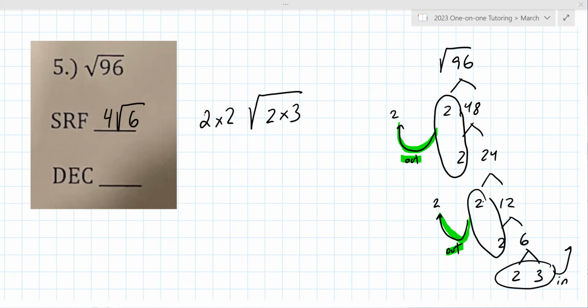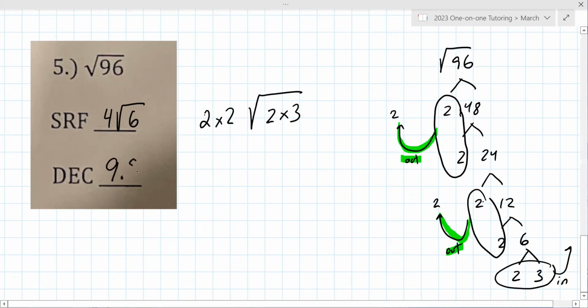9.7. 9.79, aka 9.8. Yes, there you go. Very good.